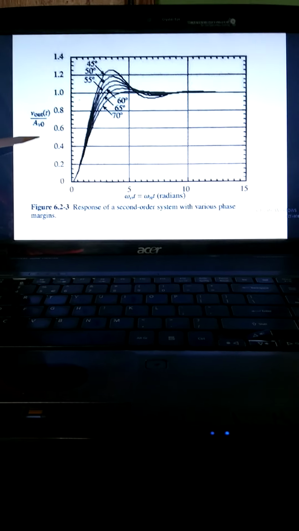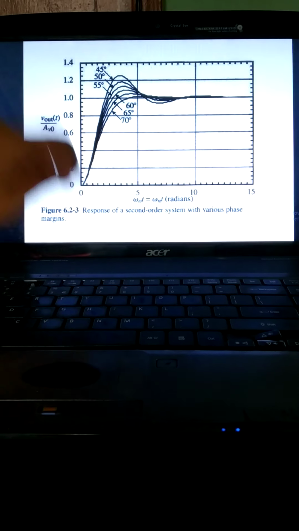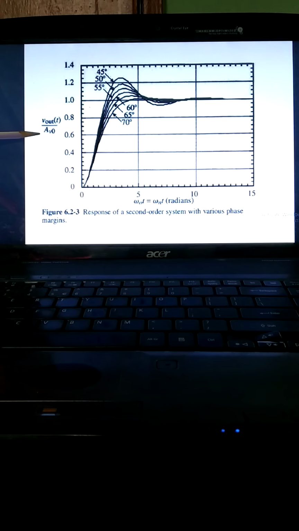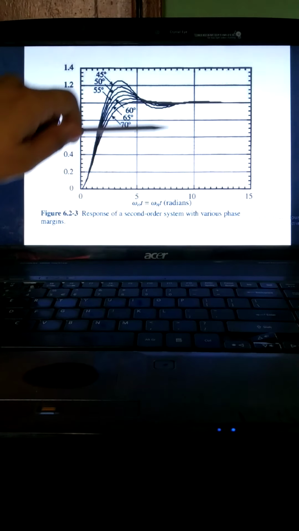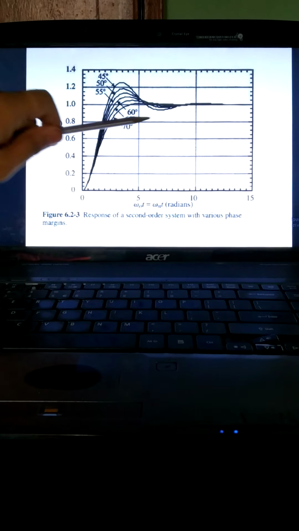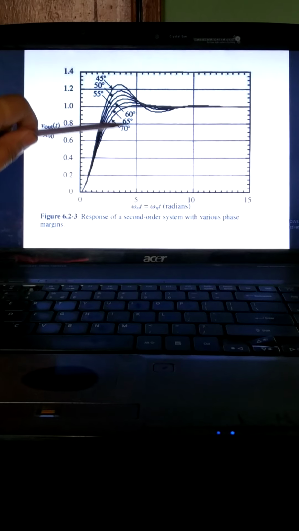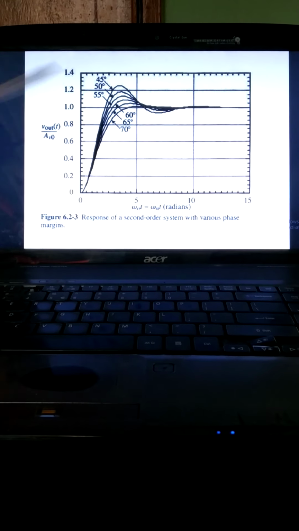So this is the response of a second order system. This is the output voltage V out with respect to the DC gain, A V naught, and this is the angular frequency with respect to time. This should be in radians, and there will be no unit for the magnitude. If we see, there will be some response, and after some time it settles at 1. So these 70 degree, 60 degree, 65, 40, 45, these are all phase margins of that system.